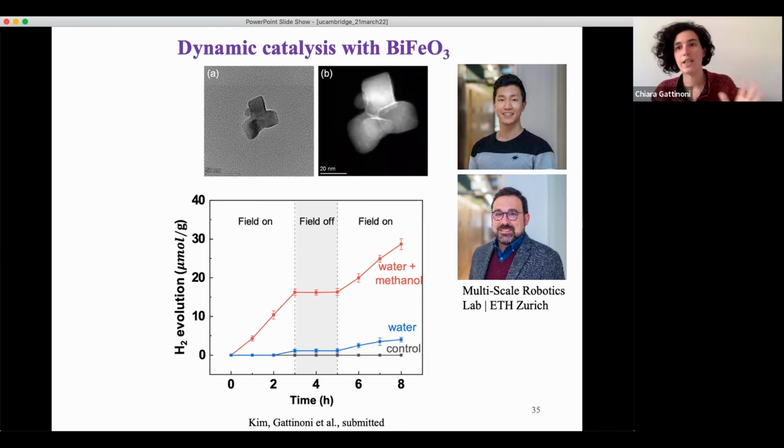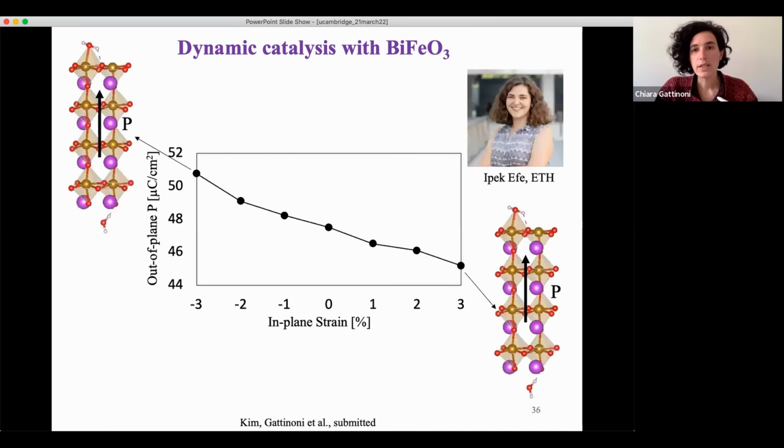So this is all very nice, but does it relate at all to the cycle that we were talking about? It's definitely not the strain itself which is favoring the dissociation of water. We looked at the strain and the response of the polarization to the strain, and it's basically zero. And we also looked at the water absorption on the bismuth ferrite, and it doesn't change with strain up to 3%, and experimentally they're well below 1%.